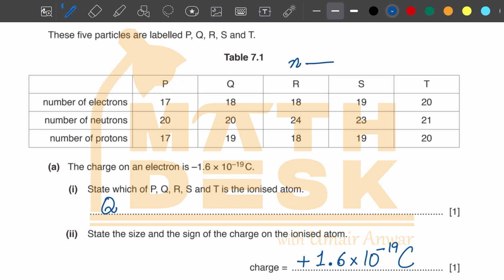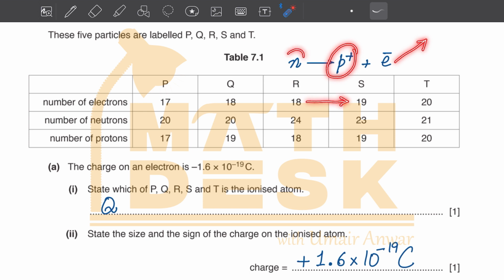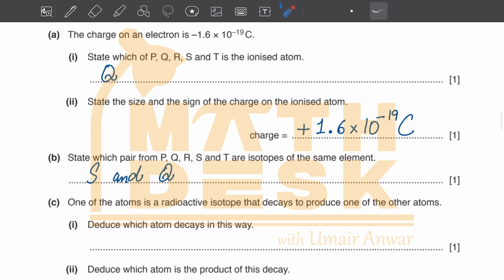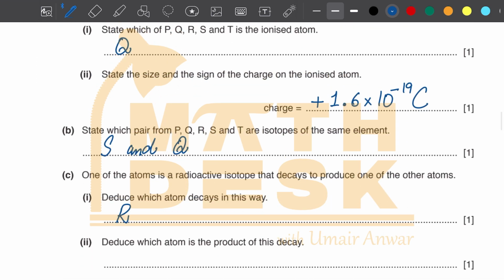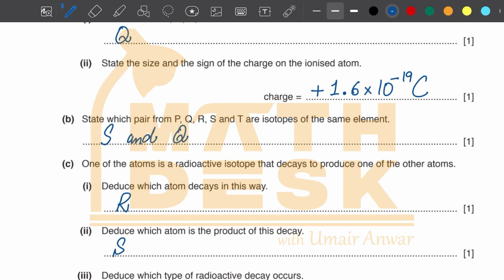In a beta decay, we know that a neutron decays and changes itself into a proton and an electron. This electron is emitted as a beta particle. The proton becomes and remains part of the nucleus, so the proton number increases by 1, and since one neutron has decayed, the number of neutrons decreases by 1. So we would write the answer here as R. R is decaying and converting into another atom. Deduce which atom is the product of this decay. The product of this decay is S, according to the given data.